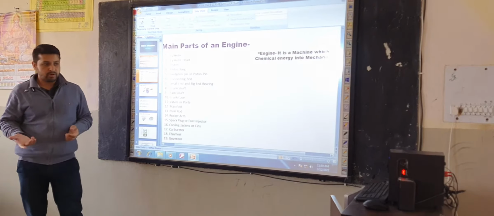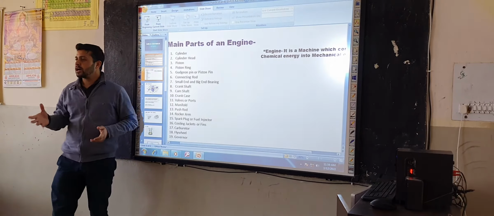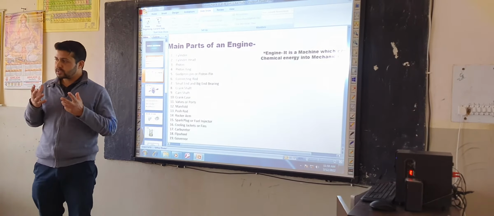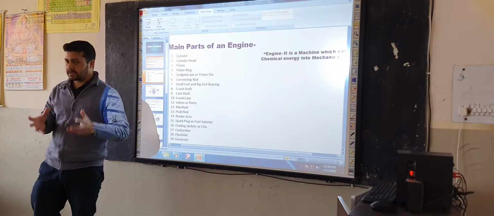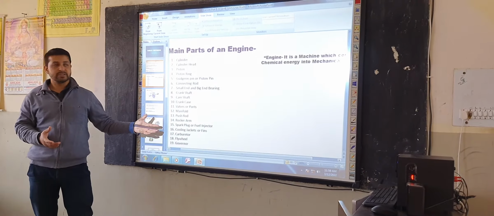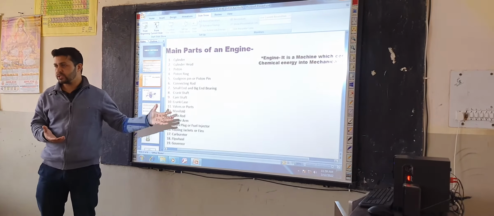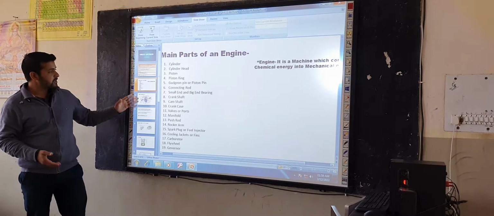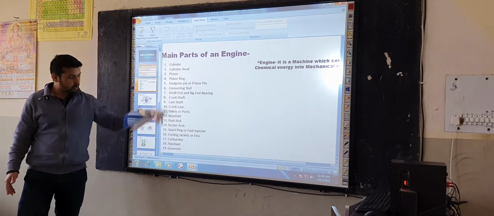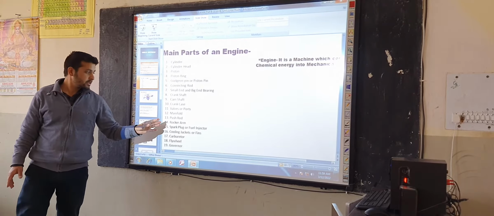You may call it IC engine. IC engine means internal combustion engine. In those engines, the combustion of fuel takes place inside the engine body. That's why they are called IC engines. Today we are learning about the petrol engine. The petrol engine is also a form of IC engine. Now in the next slide we will see all these components and their positions in an engine.